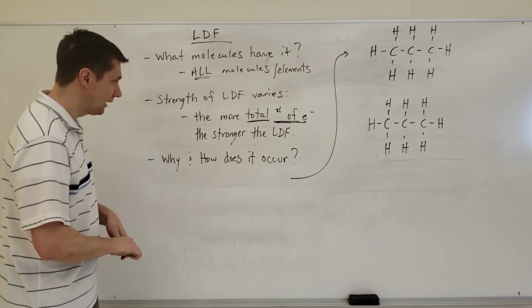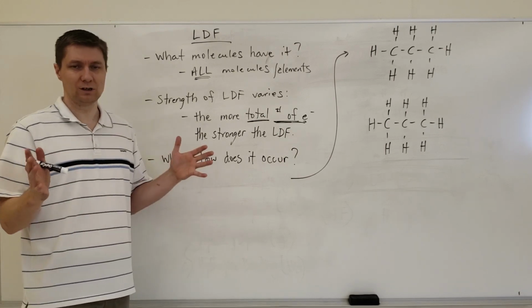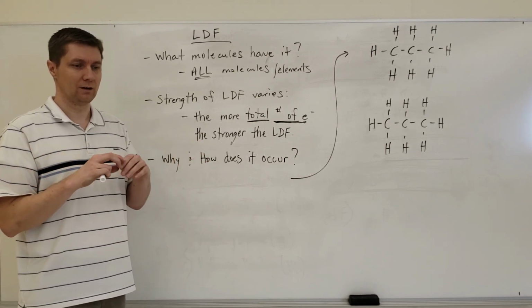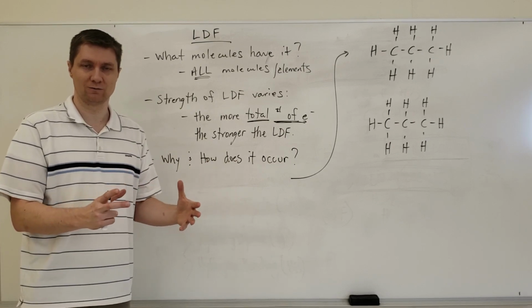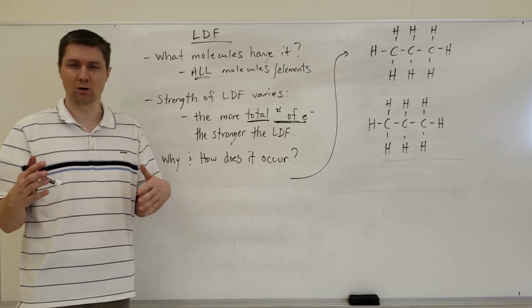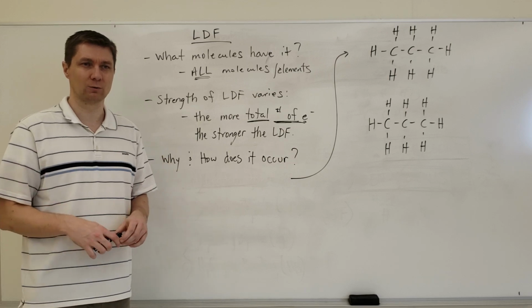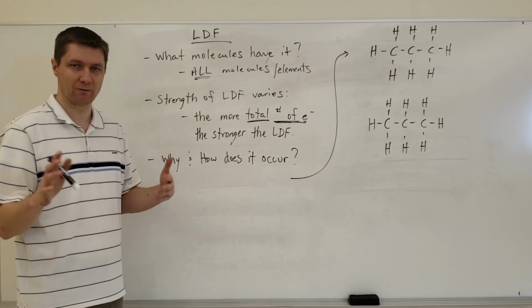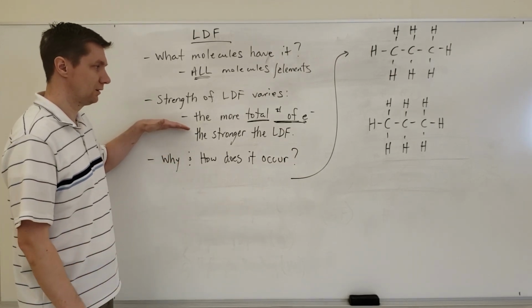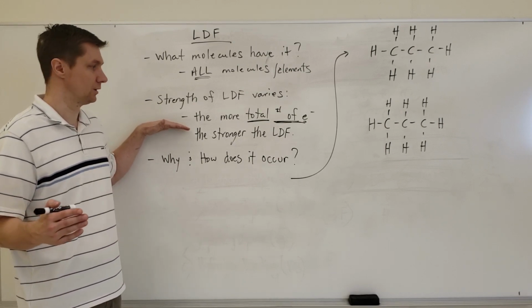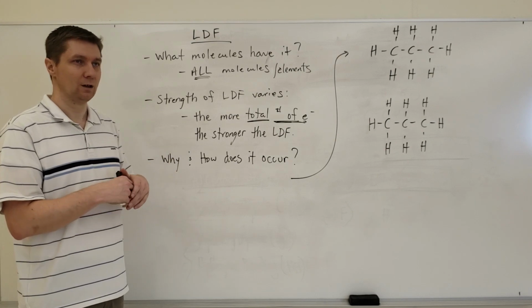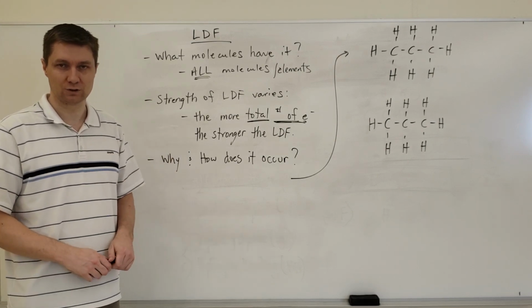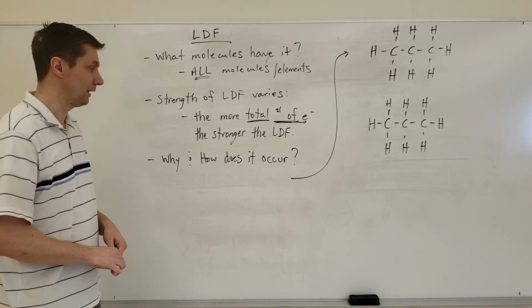So that's all you really need to know in terms of the number of electrons and the strength in which London dispersion forces varies. We'll talk more about the variance of that force when we talk about boiling points and melting points, but for now, as long as you understand that the more total number of electrons an element or a molecule has, the stronger the London dispersion force is going to be for that molecule or element.